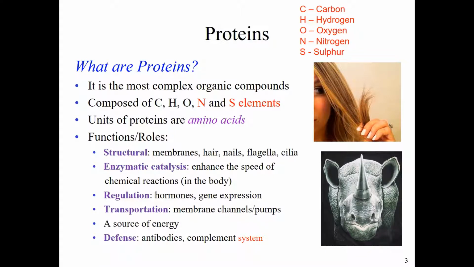What are proteins? Proteins are the most complex organic compounds. They are composed of carbon, hydrogen, oxygen, nitrogen, and sulfur. If you recall, carbohydrates and lipids only contain carbon, hydrogen, and oxygen. Proteins have nitrogen and sulfur elements as well. Units of proteins are amino acids. What does this mean? Amino acids are the monomers of proteins, or you can call them the building blocks of proteins.